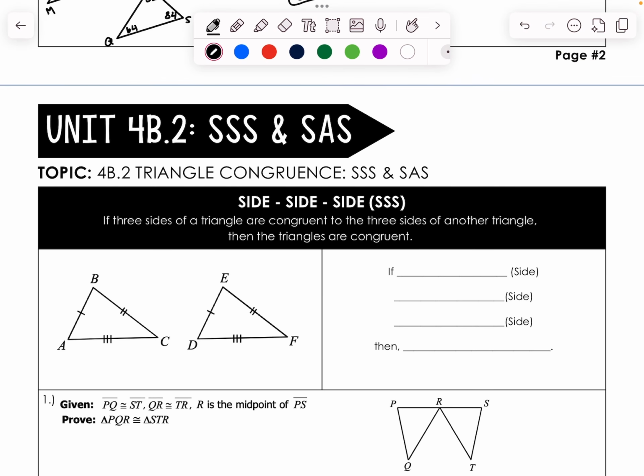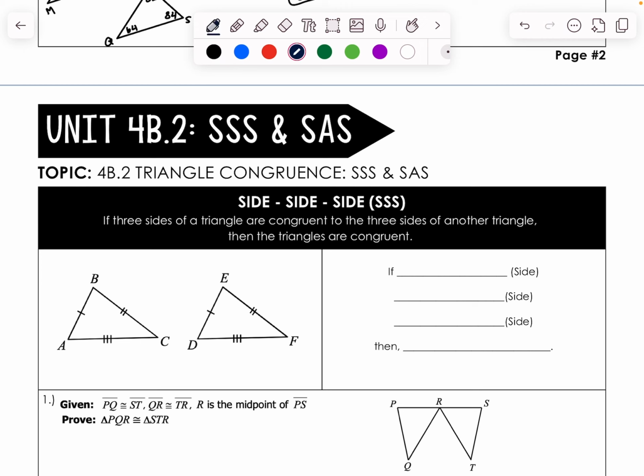Okay, so 4B.2 is going to be talking about triangle congruence and how we can prove triangles are congruent. The first two ways that we're going to talk about are side, side, side, and side, angle, side. If we start with side, side, side, this is basically saying that if you can prove all three sides of the triangle congruent, then it's going to be congruent triangles.